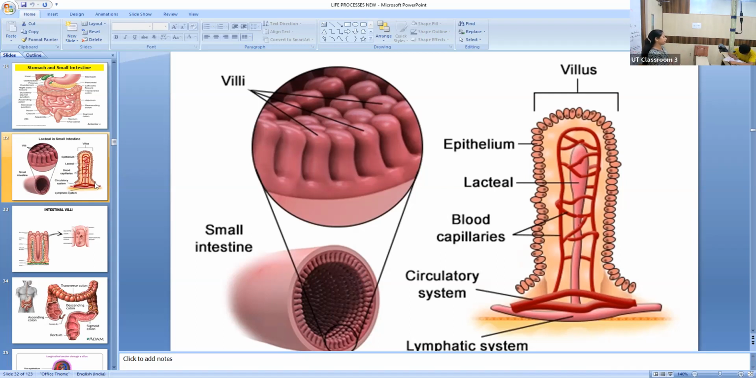What is the significance of the small intestine being narrow and extremely coiled? I'm sorry, being narrow and extremely coiled. Ma'am, can you repeat? What is the significance of the small intestine being narrow and extensively coiled?